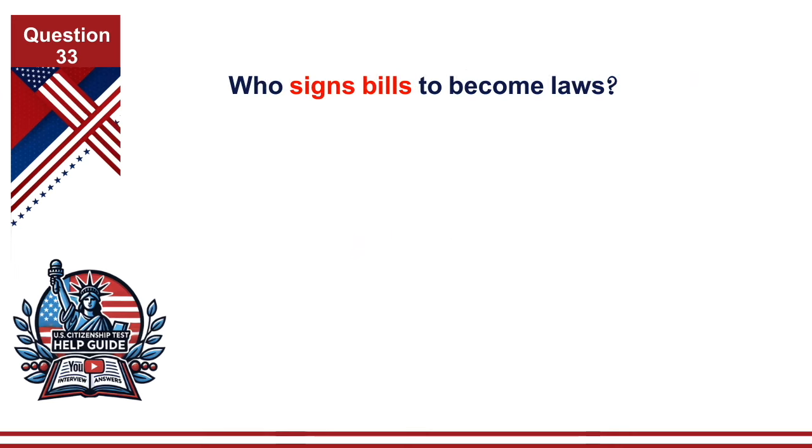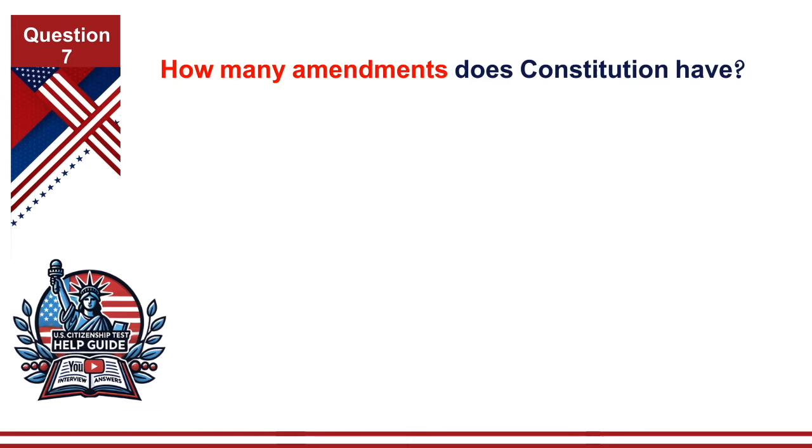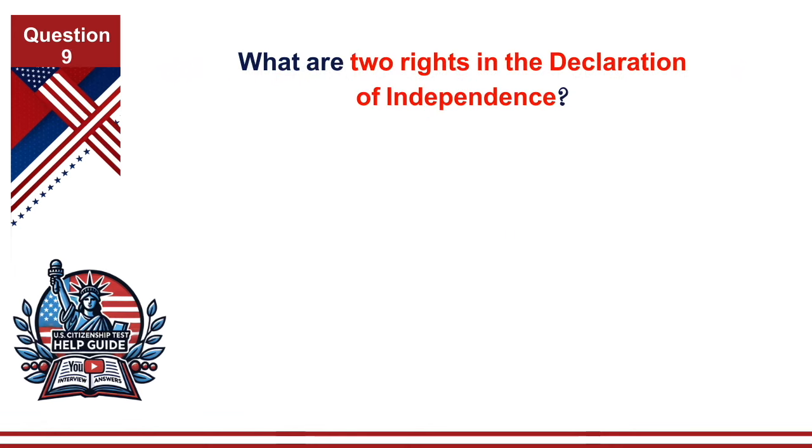Who signs bills to become laws? The President. How many amendments does the Constitution have? 27. What are two rights in the Declaration of Independence? Life, liberty.